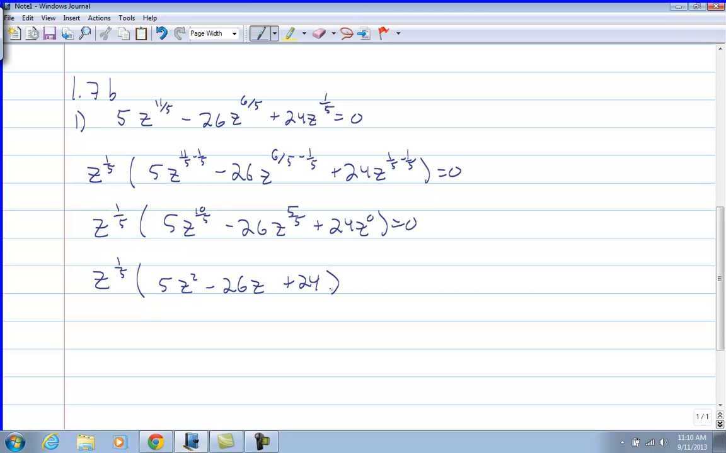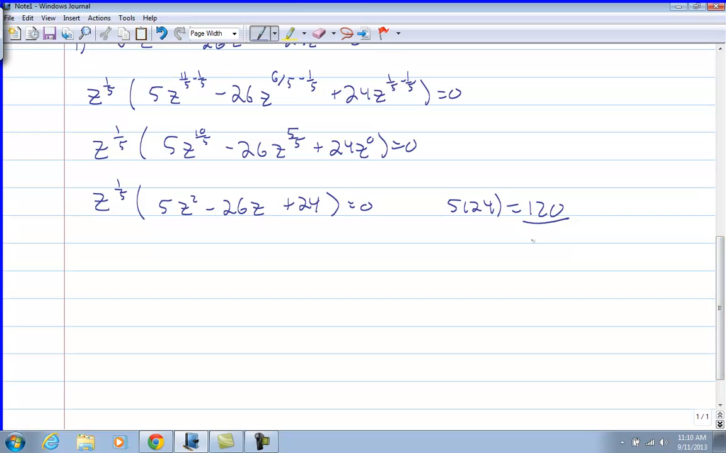Now it's a matter of trying to factor this 5z squared minus 26z plus 24. So we can do 5 times 24 is 120. We'll look for factors of 120 that add to be negative 26. Now, given the fact that it's a positive 120 and they add to be something negative, both factors must be negative. This could be a long list.